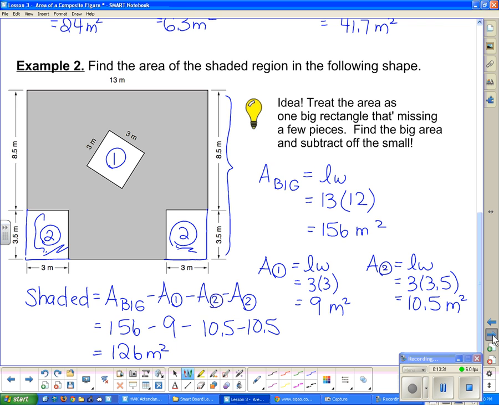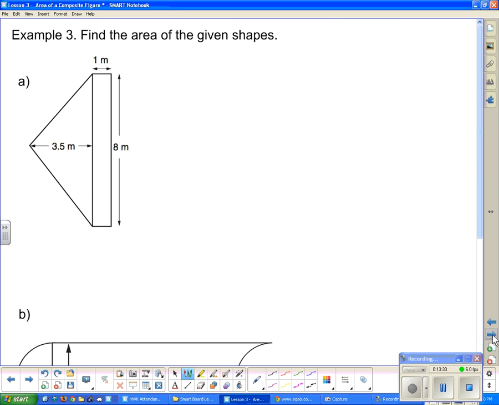And so that's the area of the shaded region. So now let's have a look. Do we have any other kind of shapes that we can work on here? Ooh, here's one. Find the area of the given shape. This looks like a triangle on top of a rectangle or beside a rectangle. So we've got two things here. We find the area of the triangle.